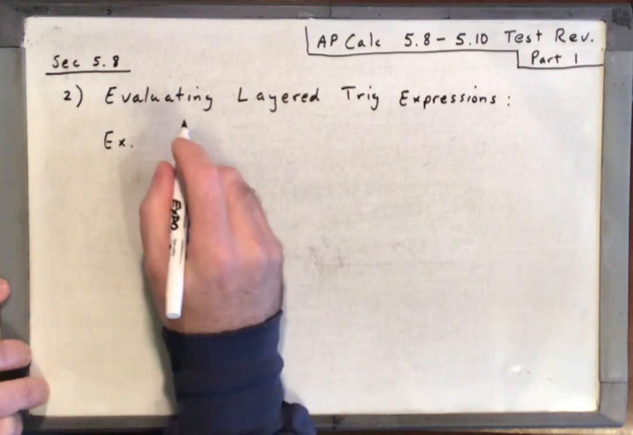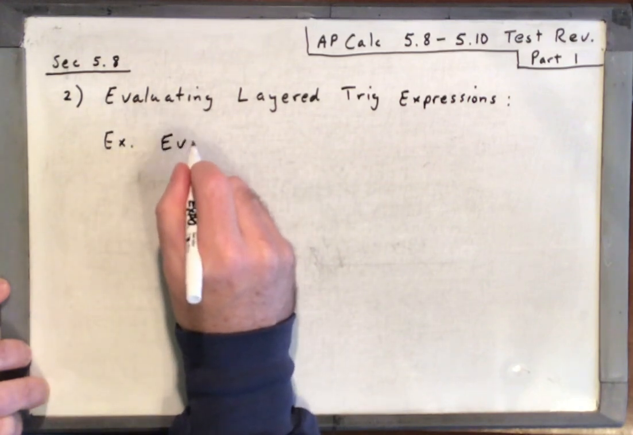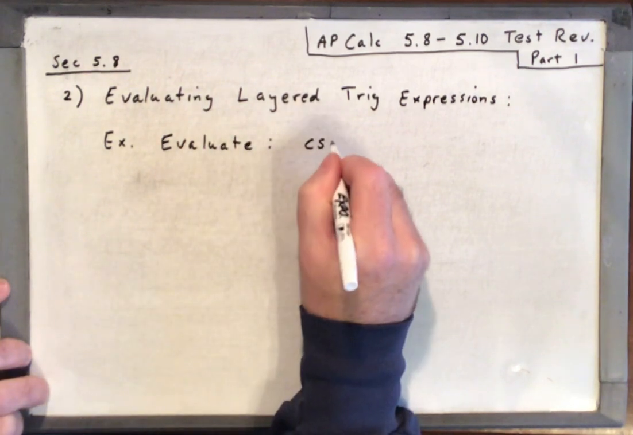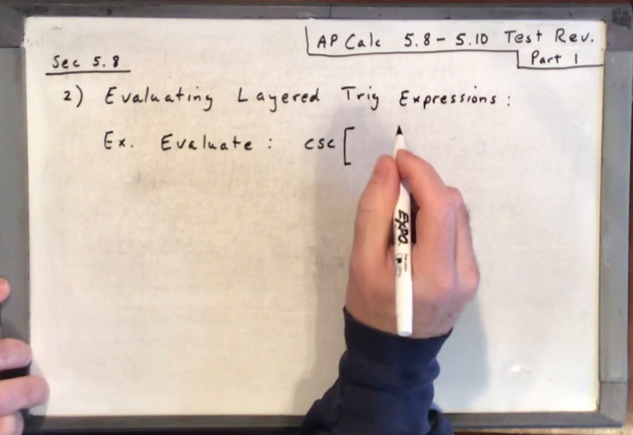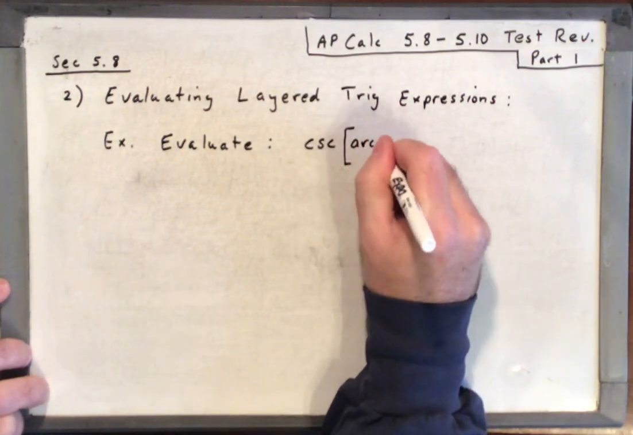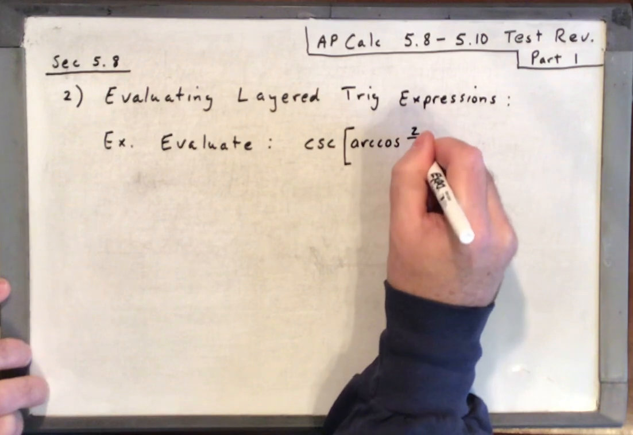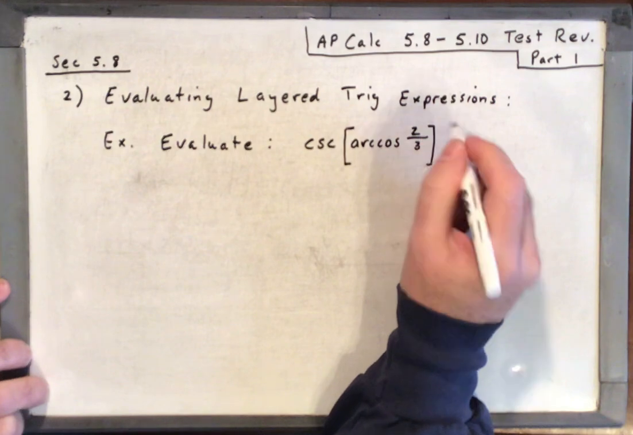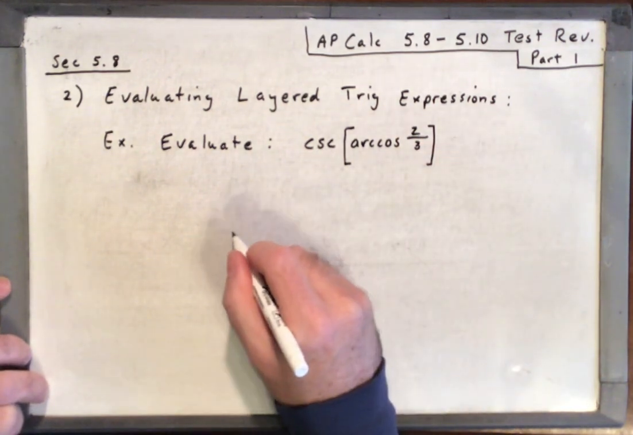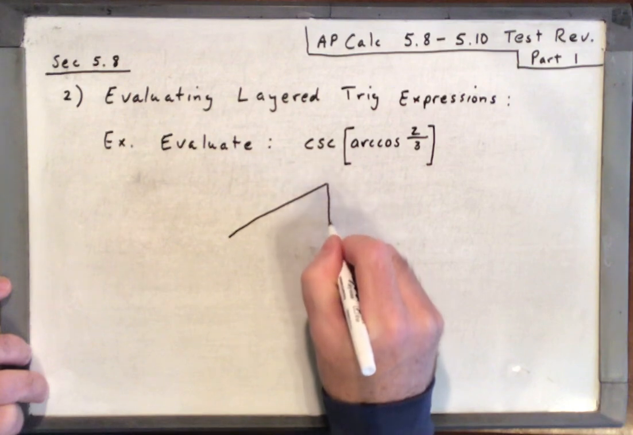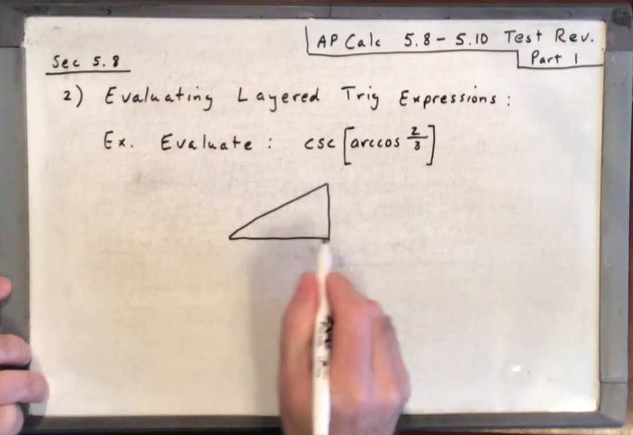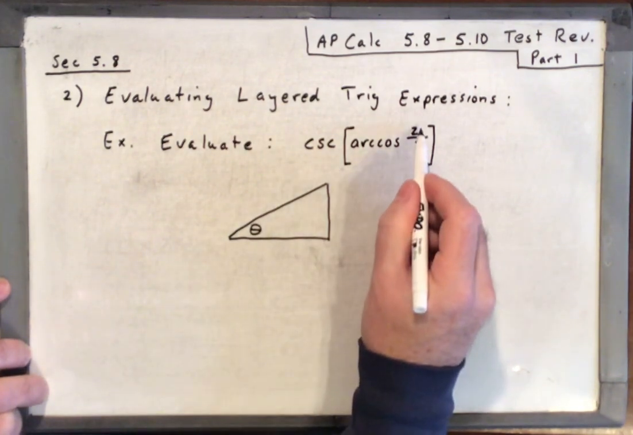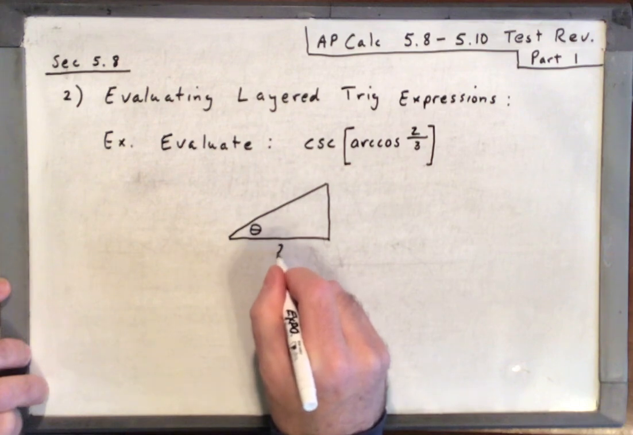So this is the thing, still we're in the things I taught you on the first day. Evaluate, let's say we have cosecant of arc cosine of 2/3. Now 2/3 isn't on the unit circle, so if we have that situation, we're going to have to draw a triangle, a right triangle. So call this angle theta. Cosine is adjacent over hypotenuse, so 2 over 3.